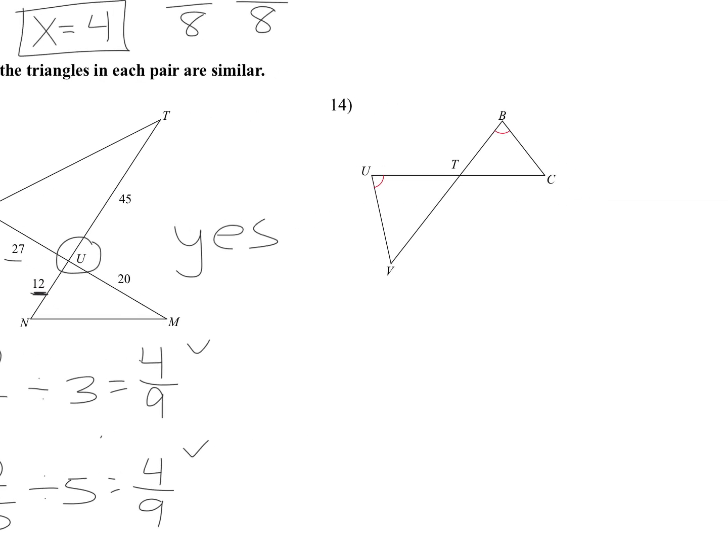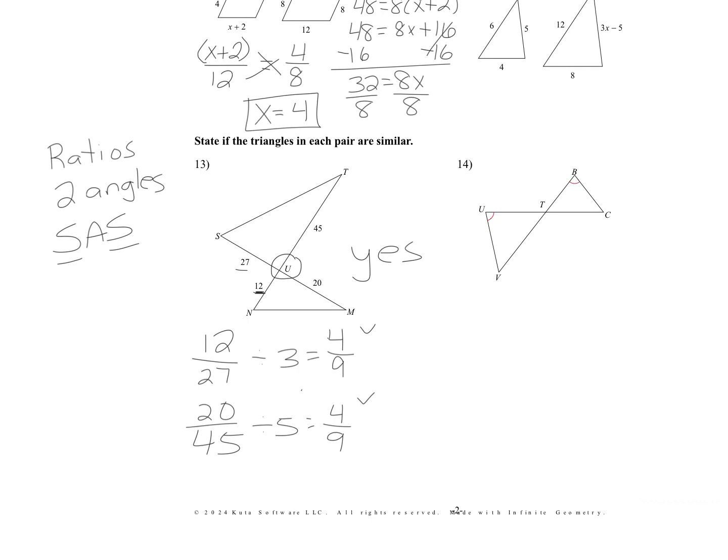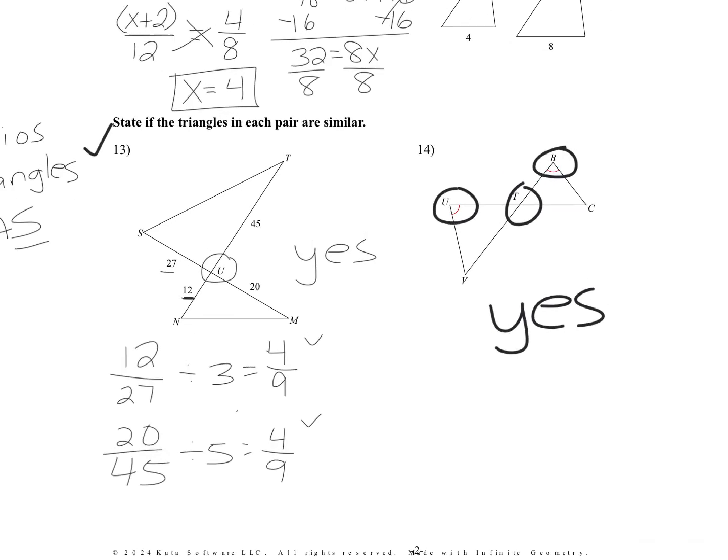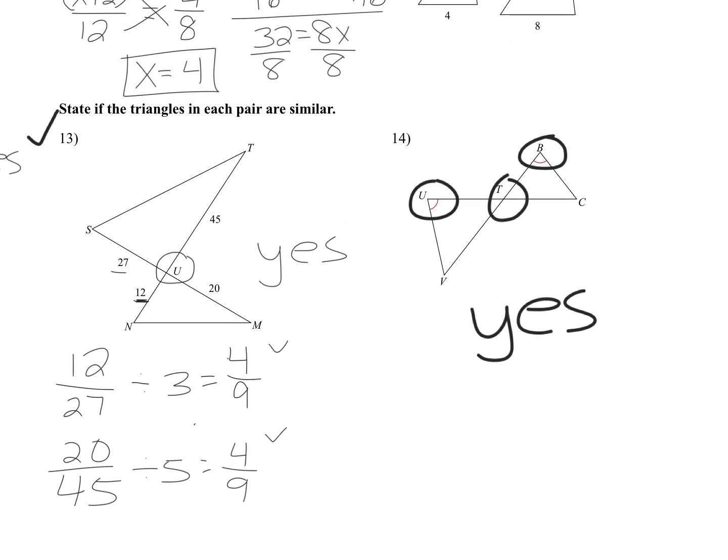Looking at 14, still base it off of those 3 options, okay? Do we have matching angles? Yeah. T is one. Do we have another one? U and B, right? So we just did 2 angles. Are they similar? Yes. So remember, you just need those 2 to match. Questions before I flip to the last page? No. Okay.